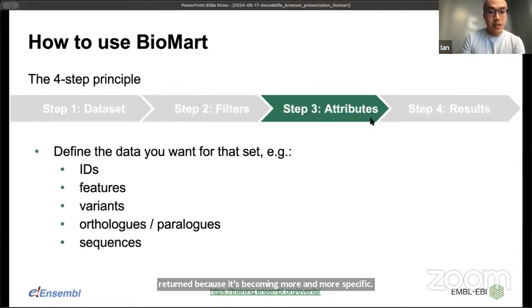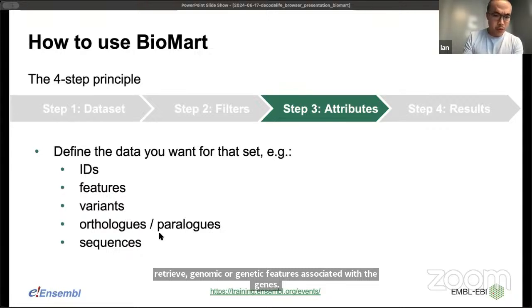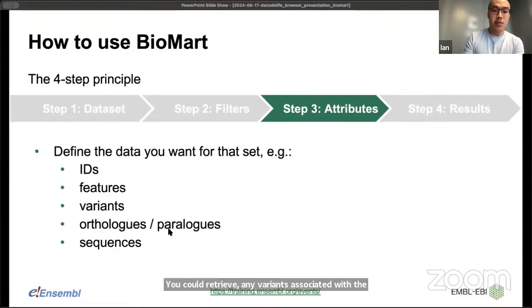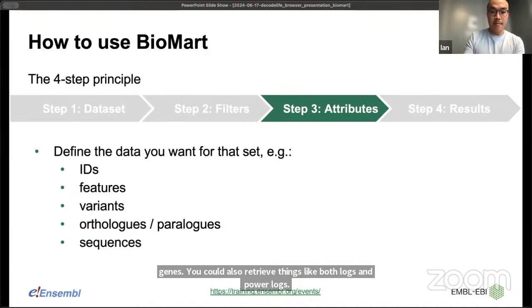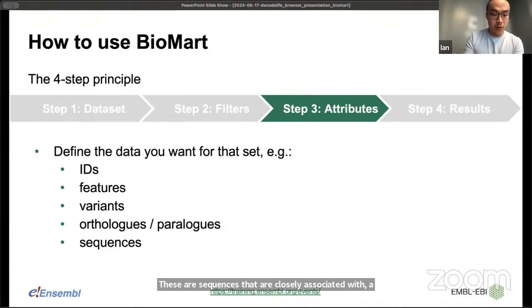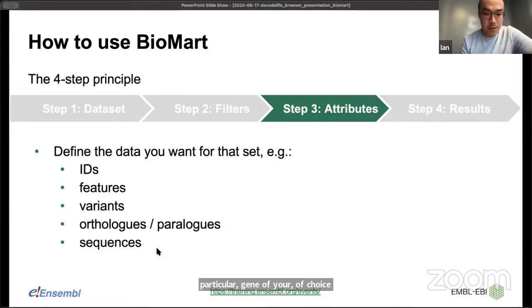Step 3 is we choose what attributes you want. So this is probably the most important step. This is where you decide what data you actually want. What data do you want to receive from Biomart? And again, just like filters, there are many different options you can choose from here. So you can retrieve things like gene IDs. You could retrieve genomic or genetic features associated with the genes. You could retrieve any variants associated with the genes. You could also retrieve things like orthologs or paralogs. These are sequences that are closely associated with a particular gene of choice. And you can also obviously retrieve sequences themselves, be it whether that's DNA sequences or protein sequences.